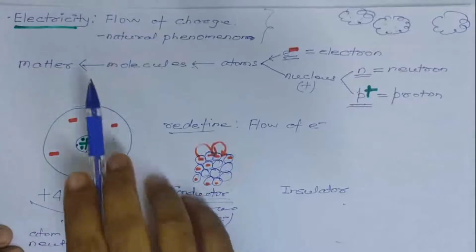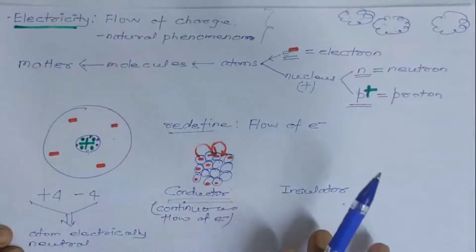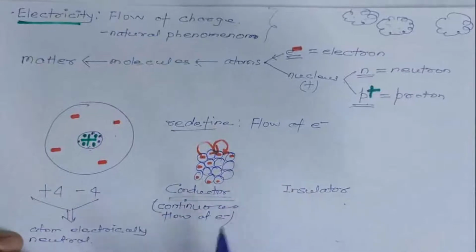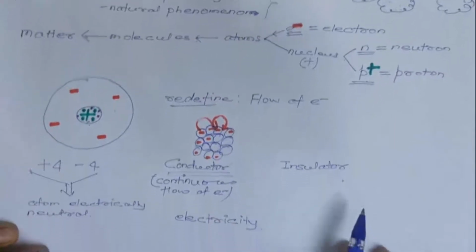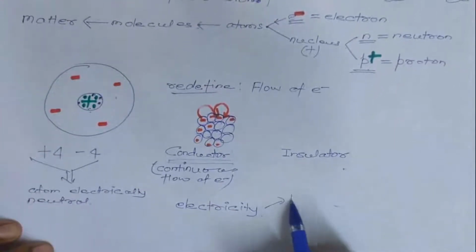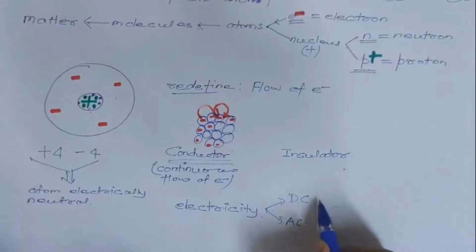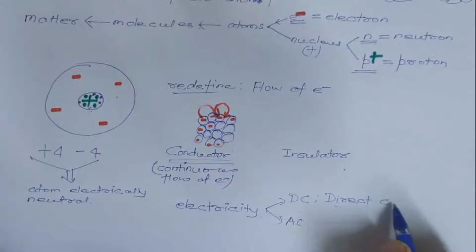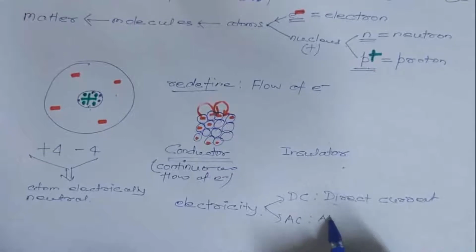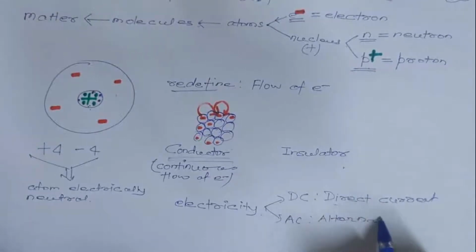So we are done with the definition of electricity. Now we understand what electricity is. It is a flow of electrons. Fine. If I ask you how many types of electricity we know, you can say electricity is of two types: DC and AC. DC is called direct current, and AC is called alternating current.